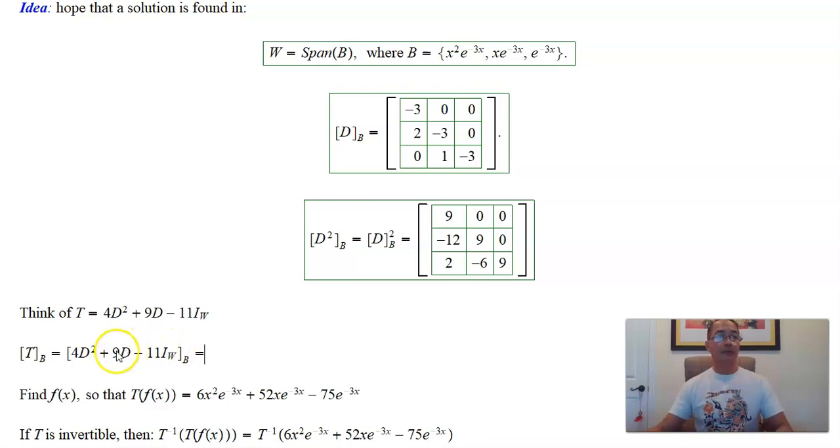Okay, but remember, the process of finding a matrix for a linear transformation is itself a linear transformation. So we can distribute this out. Feels like we've done this before. So this will be 4 times the matrix of D with respect to B squared. Oh, look, we already have that here. Plus 9 times the matrix of D with respect to B. Oh, it's right over here. Minus 11, the matrix of I_W with respect to B.